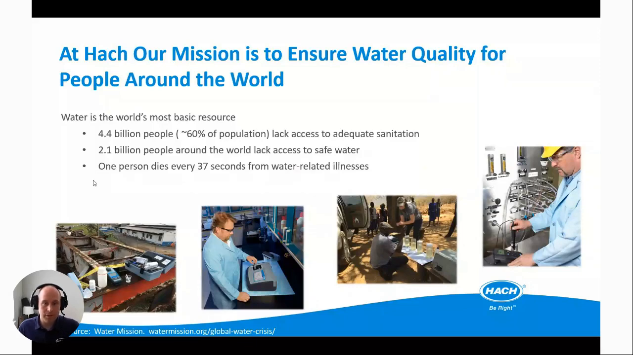I just grabbed a couple water facts here from one of our partners. There are 4.4 billion people in the world that lack access to adequate sanitation. 2.1 billion people lack access to safe water, and one person dies every 37 seconds from a water-related illness. Fortunately, in the United States, we don't see a lot of these same issues because we have some very stringent regulations, and because of the work that all of you water professionals do. But Hawk does operate worldwide, and ensuring water quality is really what motivates us, no matter the application.